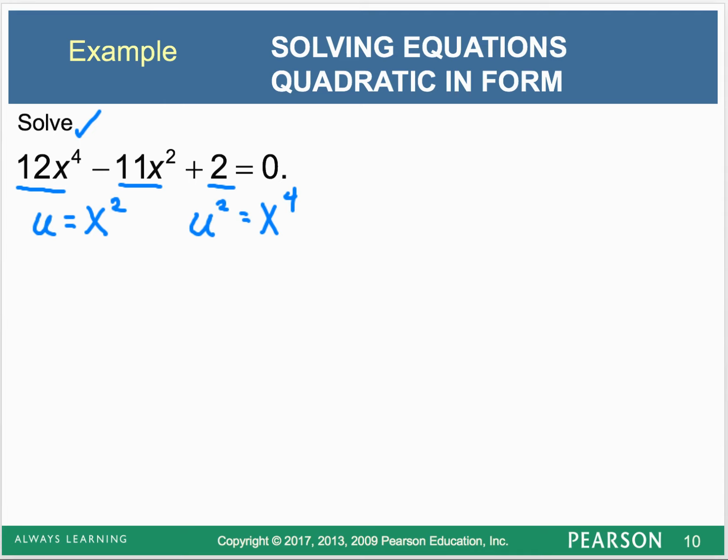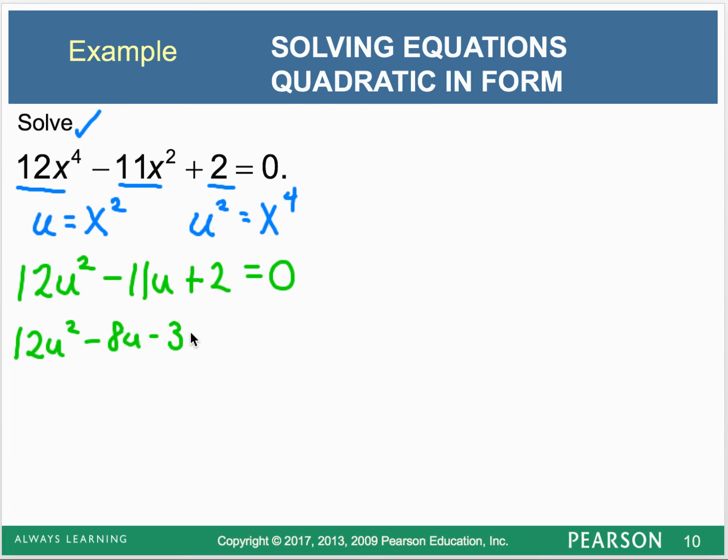So you can rewrite this problem using just these numbers and u for the variable, so it looks like a regular quadratic equation. 12u squared minus 11u plus 2. And now it looks like a regular quadratic equation, so I can just solve it. 2 numbers that multiply to give 24 and add to give negative 11. Okay, how about negative 8 and negative 3? So 12u squared minus 8u minus 3u plus 2 equals 0.